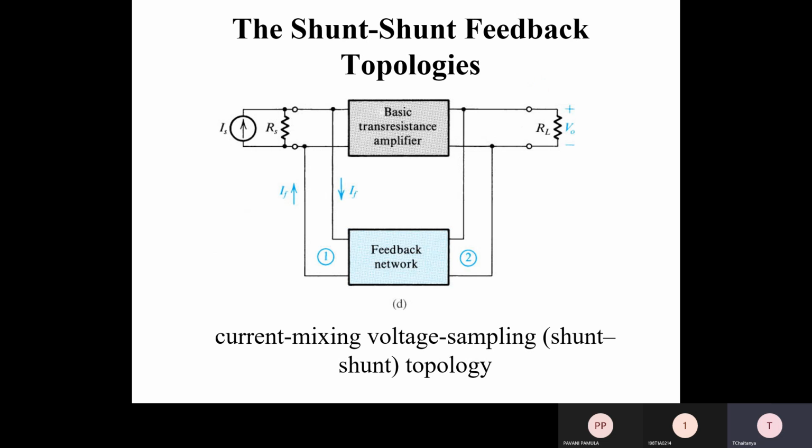Next, shunt comma shunt. See here, the current is split over this path as well as the basic transresistance amplifier. So here we can observe the shunt connection. Here also we are observing the shunt connection. That is why it is considered as shunt and shunt feedback. This one is the feedback network. Here also there is a parallel connection to the feedback path, and here also a parallel connection to the feedback network. So that is the shunt-shunt feedback topology.